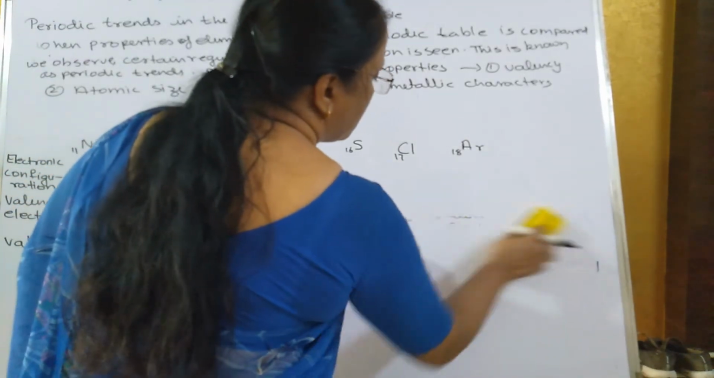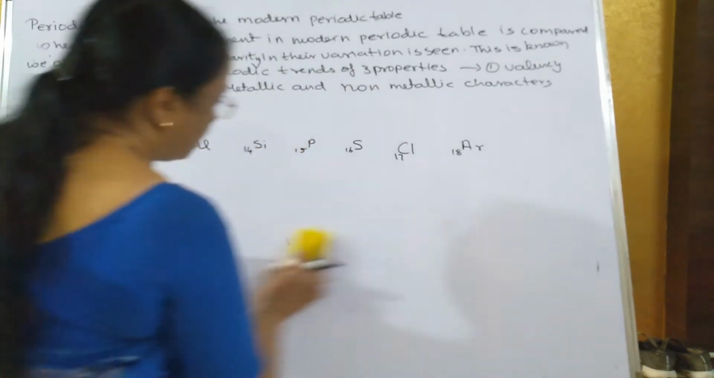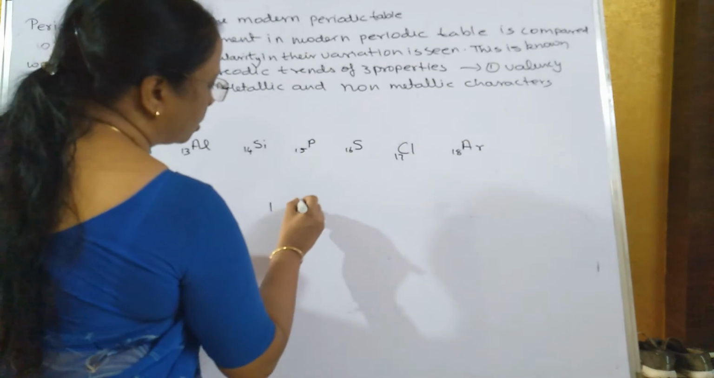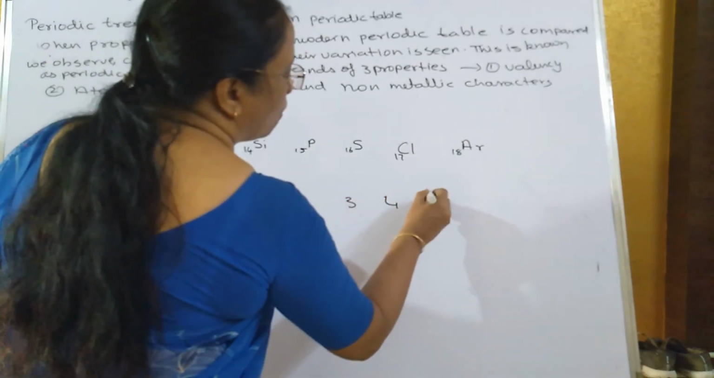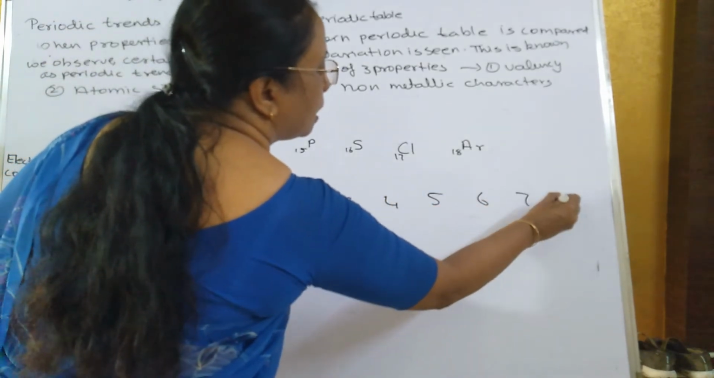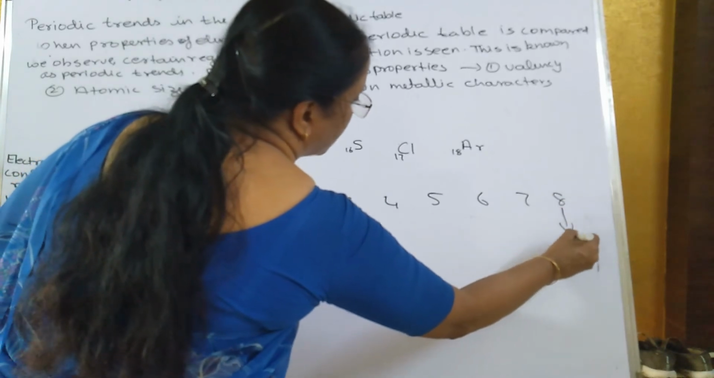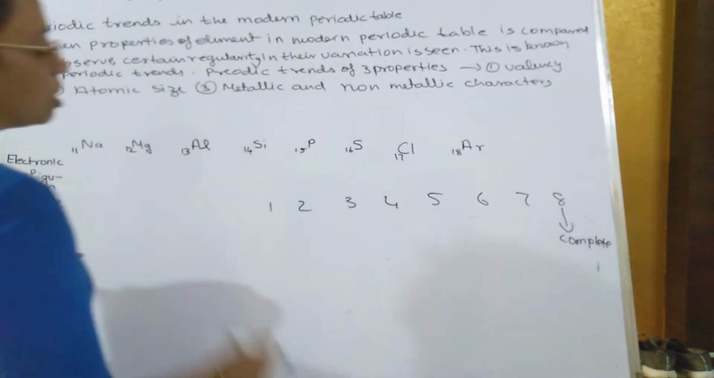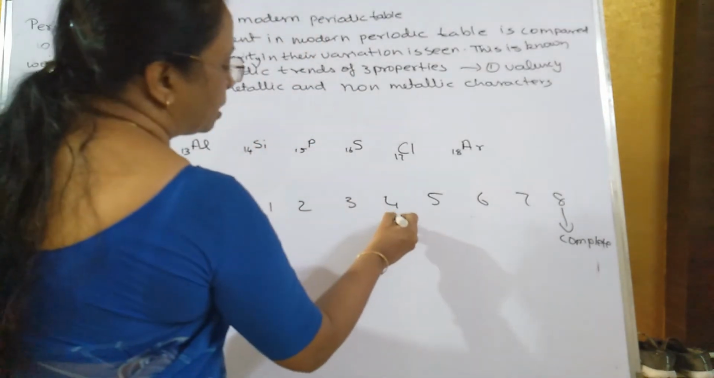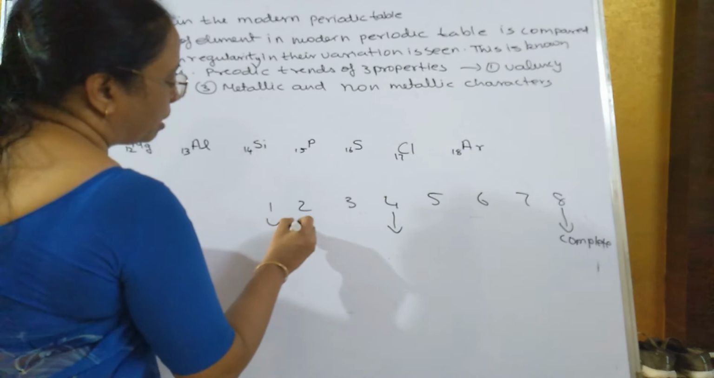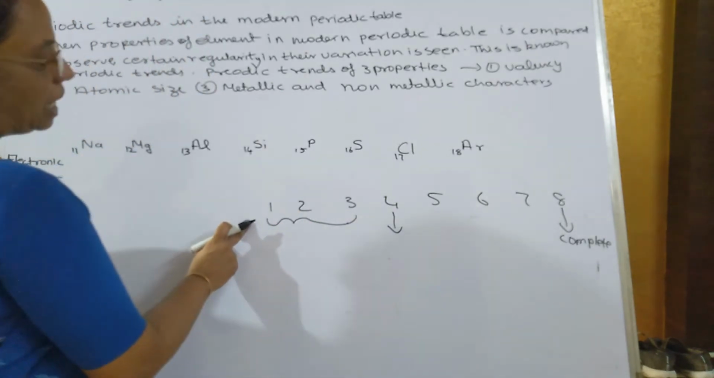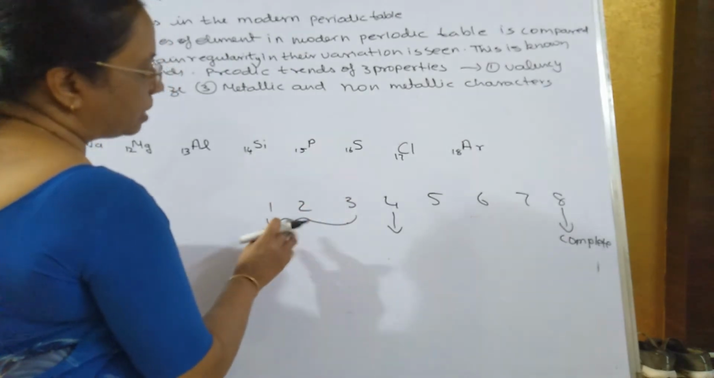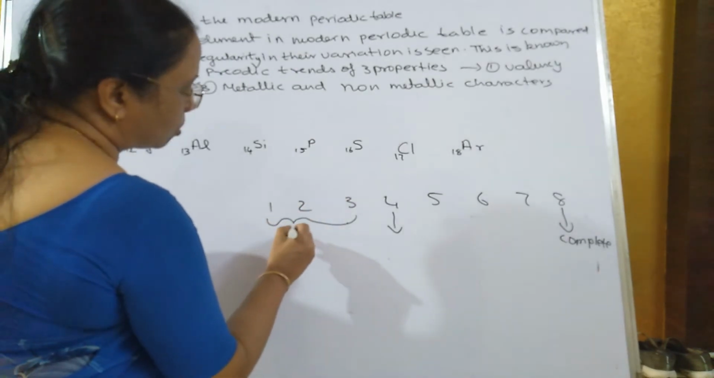Now remember one thing. Just now I said the outermost shell should have 8 electrons: 1, 2, 3, 4, 5, 6, 7, 8. Now 8 is complete. It will not take any electron, neither will it give away any electron, because it is complete. Now the middle one is 4. Whatever the valence electrons, if an element is having valence electrons 1, 2, 3, then these will give away the electrons.